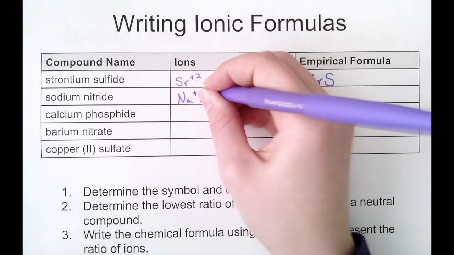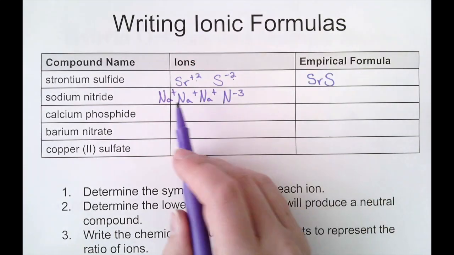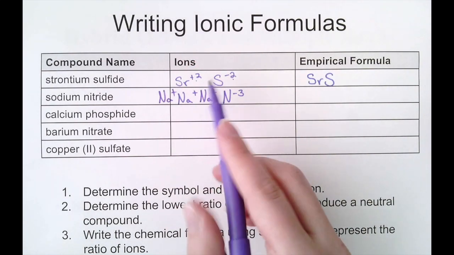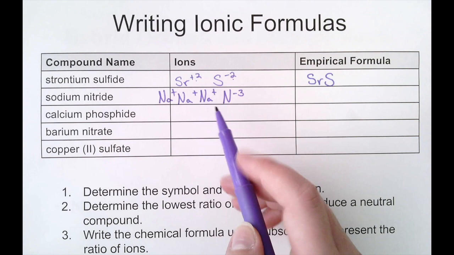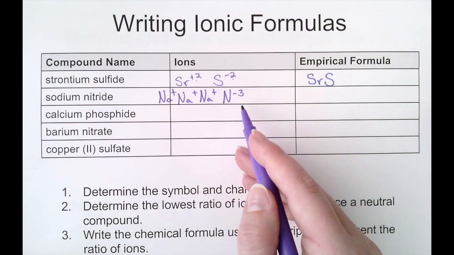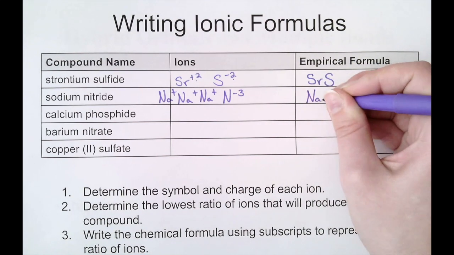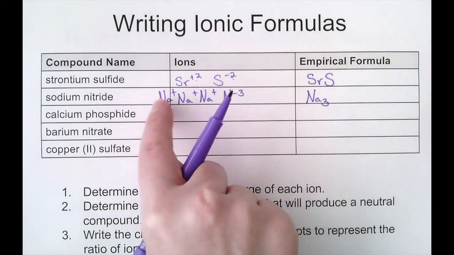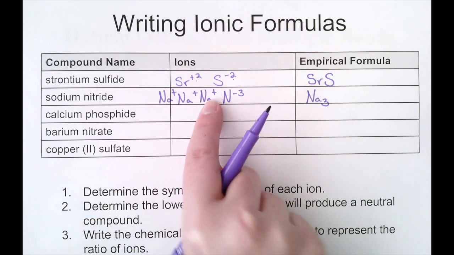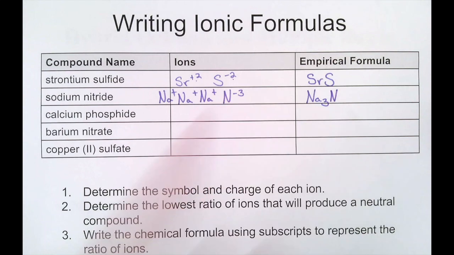We're going to need additional sodiums. So now, if I have 3 sodiums, I have a total positive charge of +3, which will cancel with the -3. Now, the way I write this then is I write Na with a subscript 3 because I have 3 sodium ions, and then just an N for nitride because I only have 1 of them.